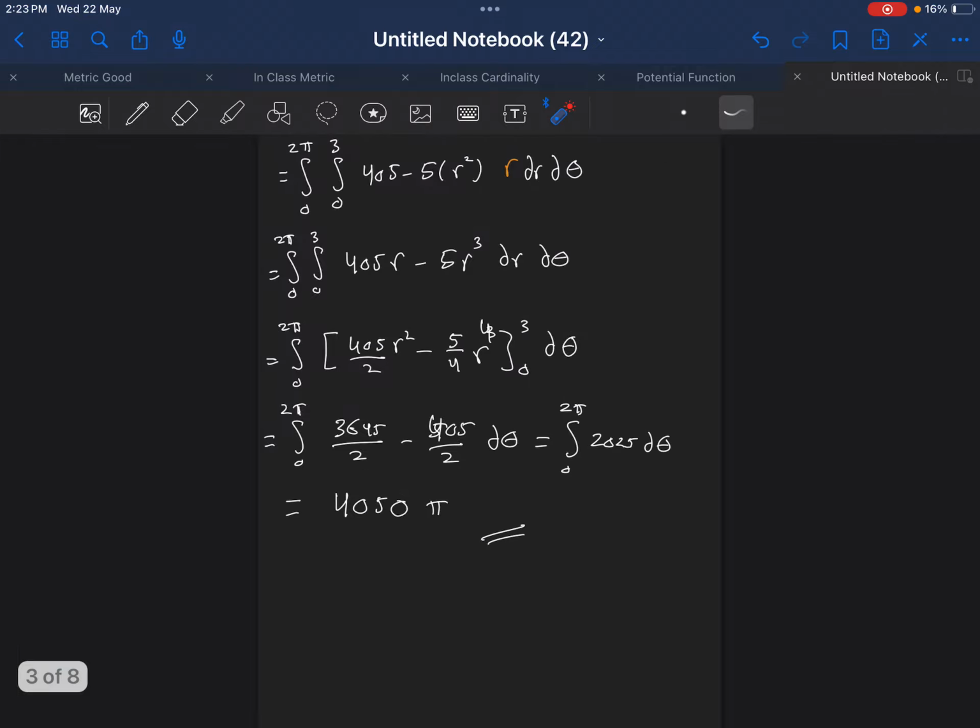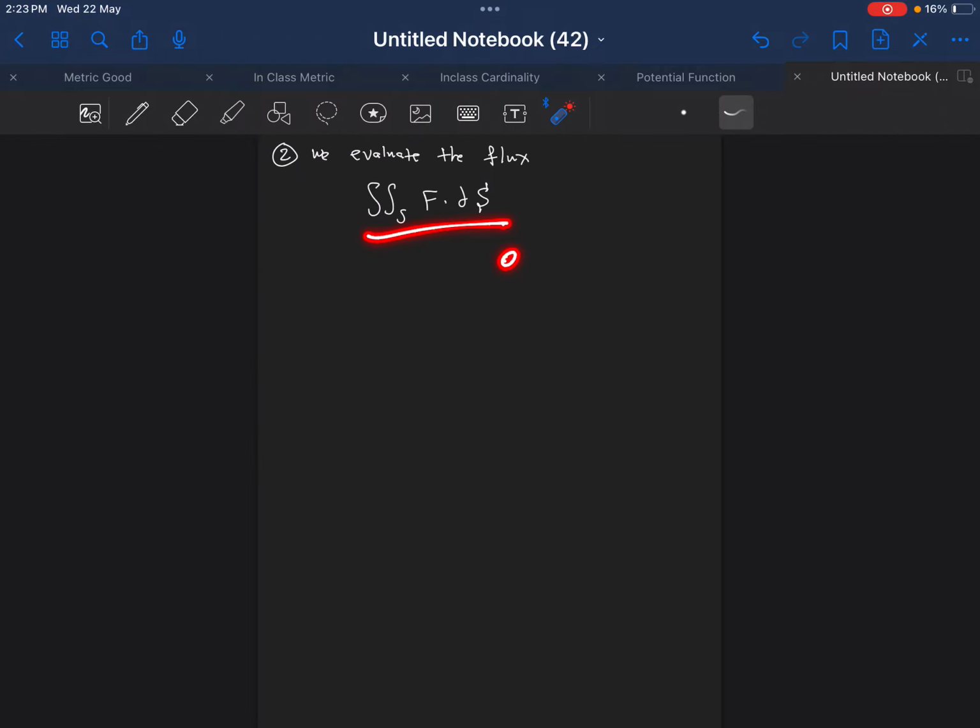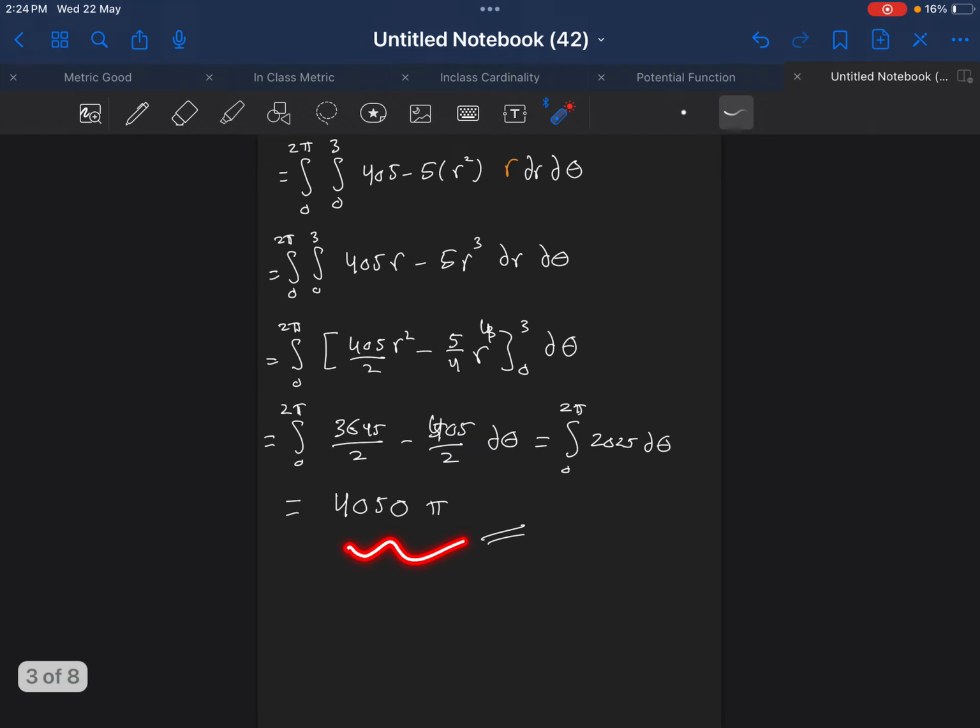Now, what we will do in part 2, we will find the flux. And how we find the flux, we will use the evaluation of the surface integral to find the flux, and hopefully we get the same answer.